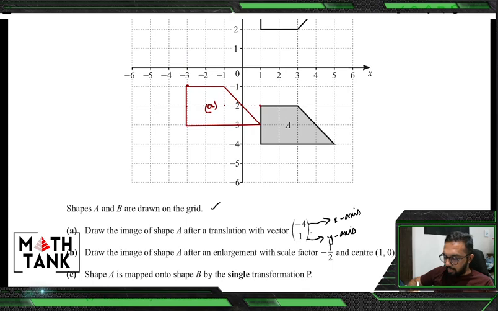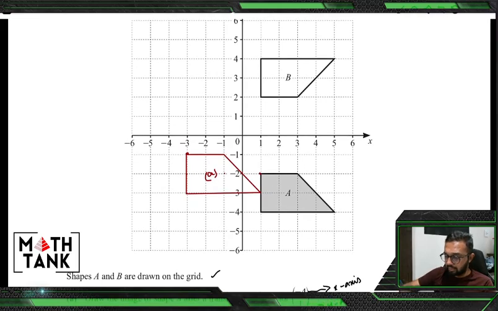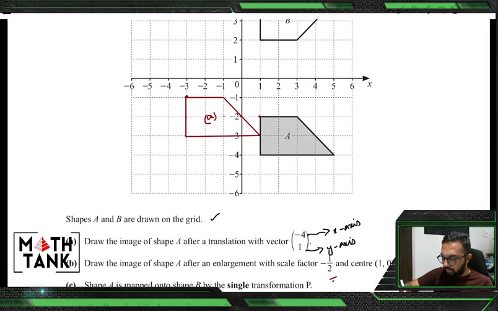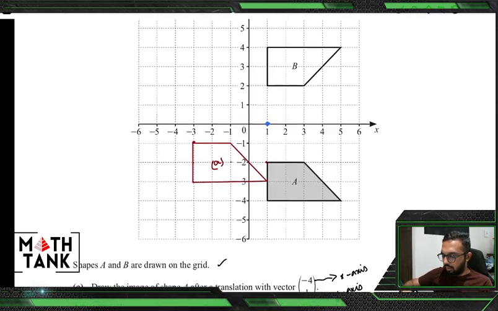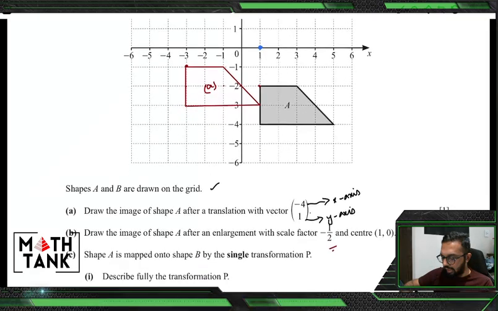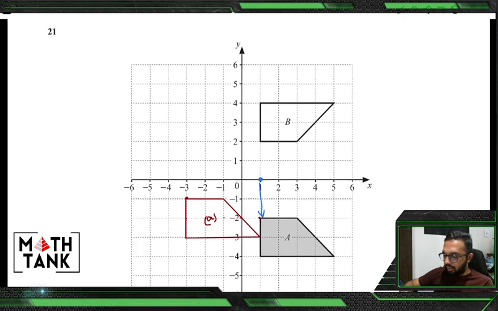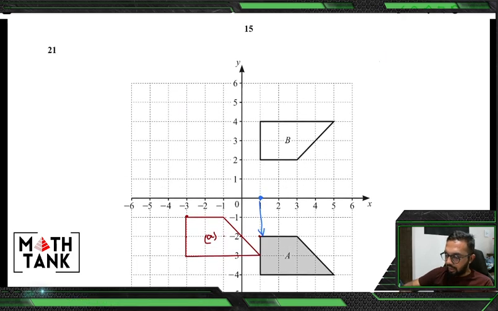Draw the image of shape A after an enlargement with scale factor -12 and center 1, 0. So always when you're doing such questions, just mark your center. 1, 0 is this coordinate. So what you do is you go to every other point and then you note down the vector. So let's say I was going to this point first. What movement am I doing? I am doing a movement 0, -2.